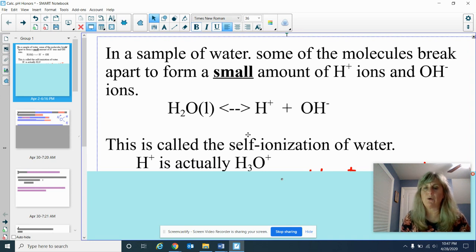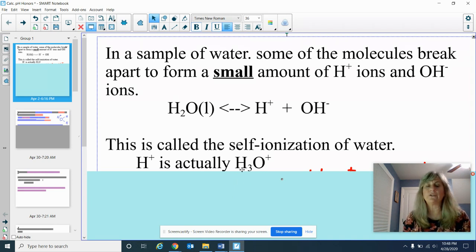So in your glass of water, you're going to have some little H plus ions formed. They actually hop on another water molecule. So they make H3O plus and OH minus ions. So mostly the water molecules stay together, but you always get a small amount of these ions. So again, it's called the self-ionization of water.